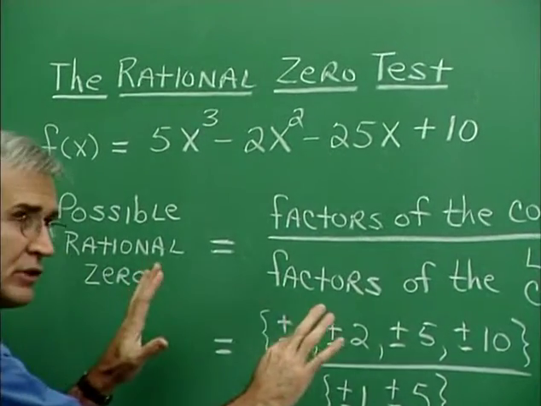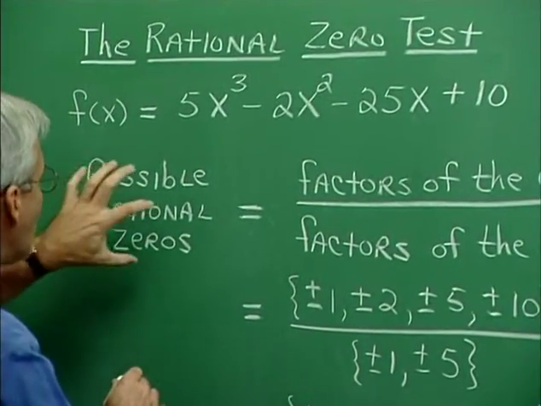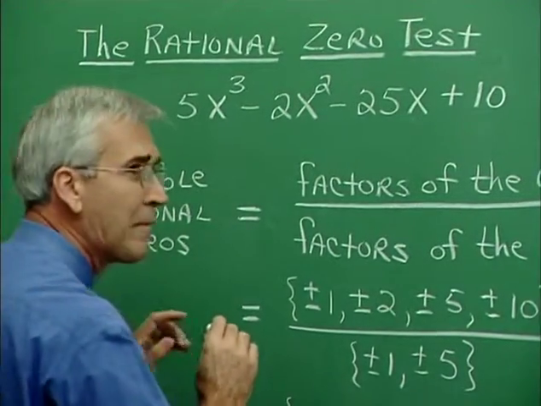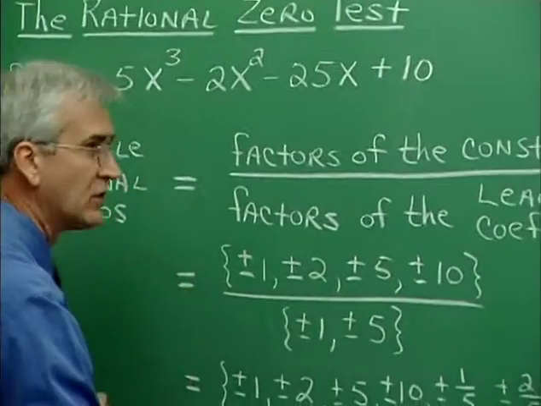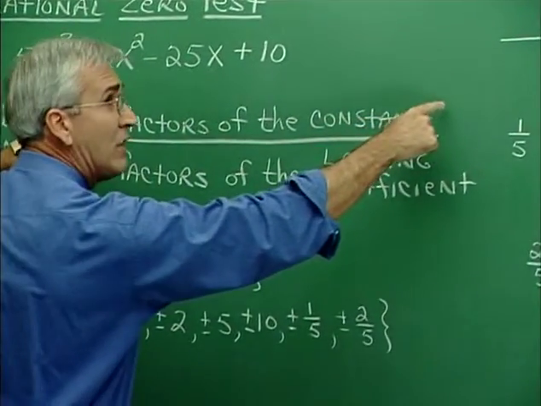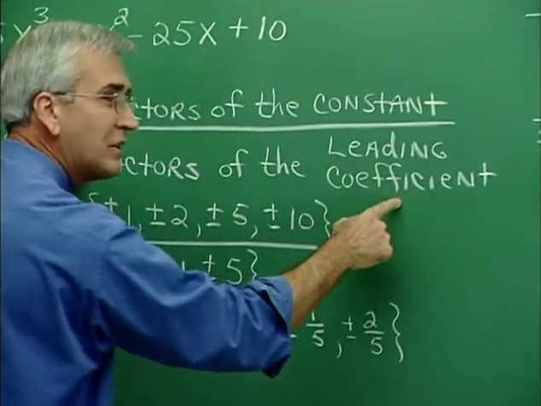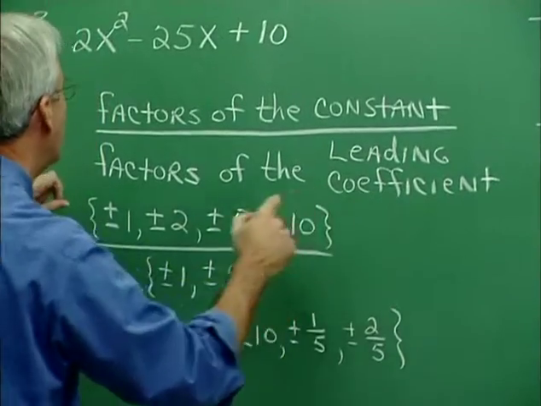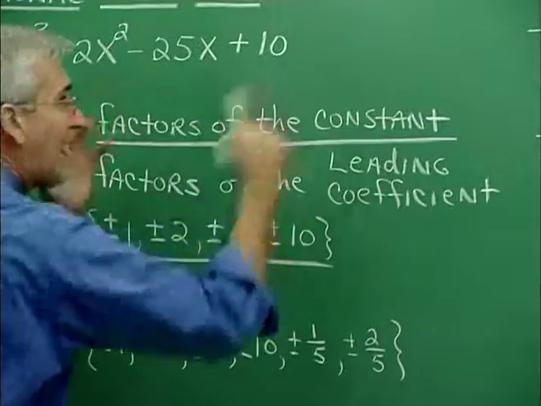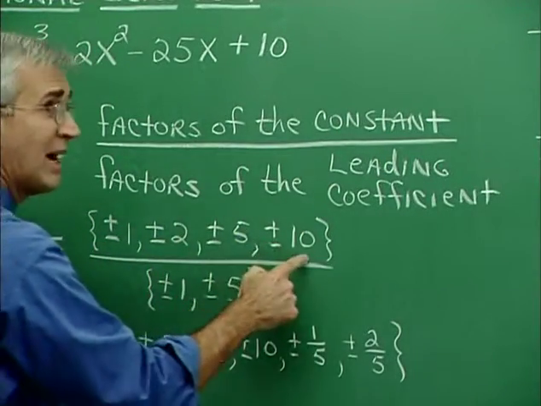Now, here's how the calculation is made, and I'll show you how it's used in just a minute. All of the possible rational zeros can be calculated by writing all of the fractions possible using the factors of the constant in the numerator of this fraction and the factors of the leading coefficient as denominators of the fraction. So we have factors of the constant. The constant is 10. So all the factors of the constant would be plus or minus 1, plus or minus 2, plus or minus 5, plus or minus 10.